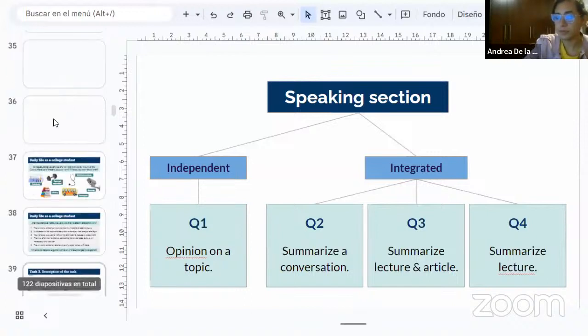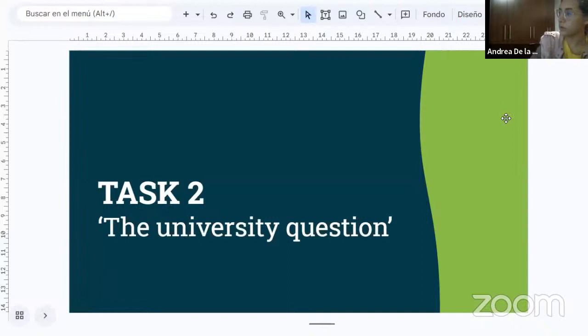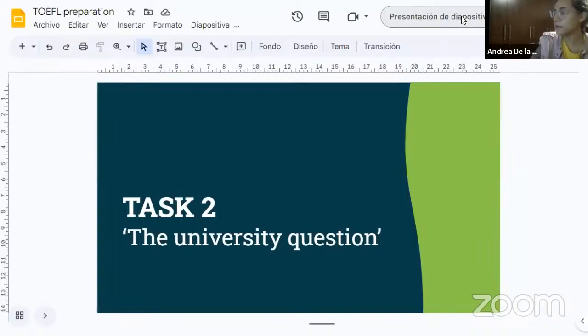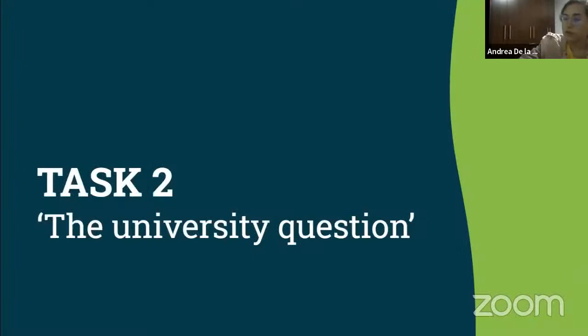So let's see. First of all, we're gonna call this question the university question. Okay, that's what we're gonna call it. And why are we gonna call it like this? Because this question will be about university. All right, so that's why we're naming it like that. Now, let's see what you have to do for this question.